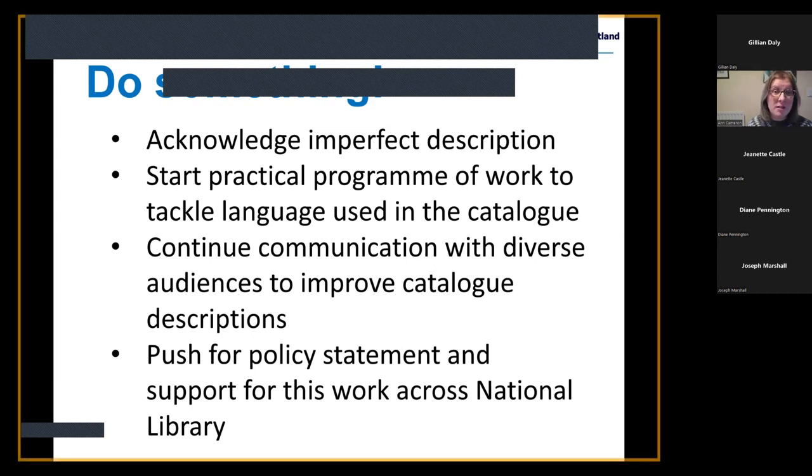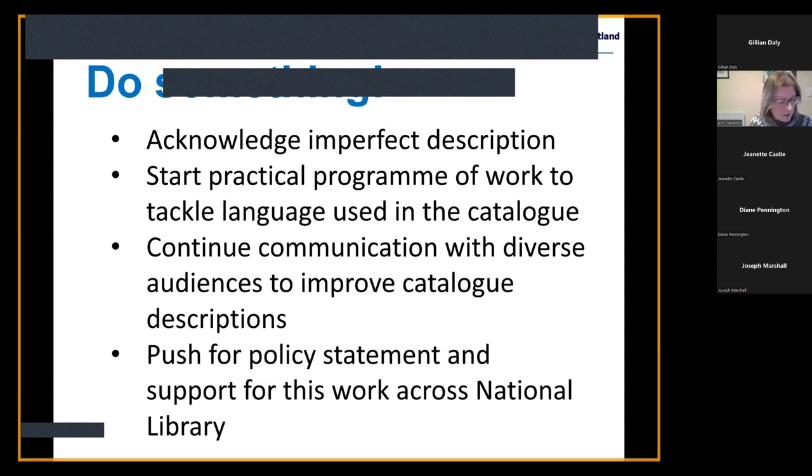So we started a practical programme of work to tackle any unsuitable language that we used in the catalogue. And most importantly, we continued to communicate with our audiences to improve those catalogue descriptions.